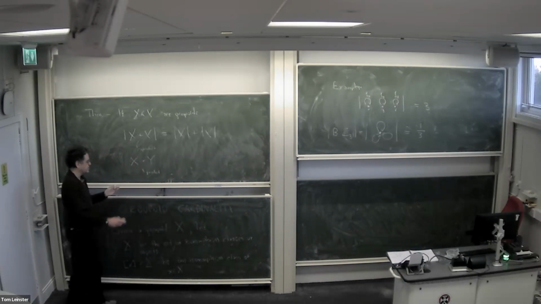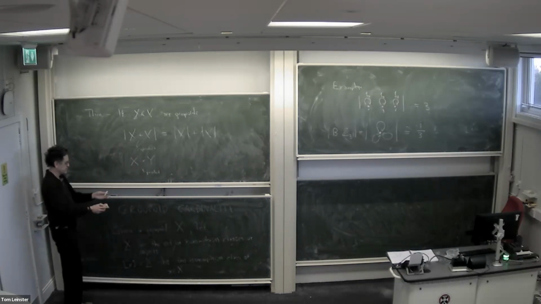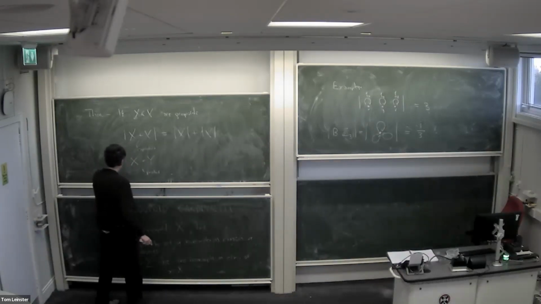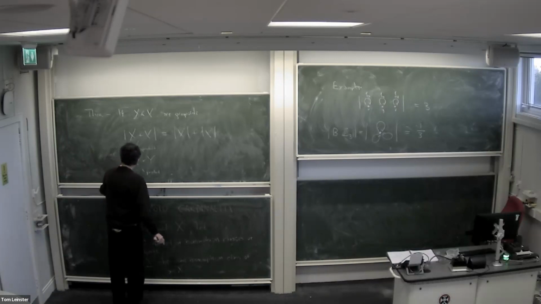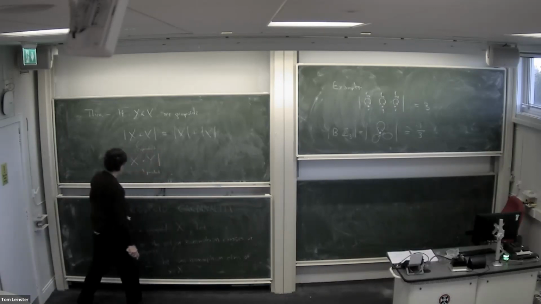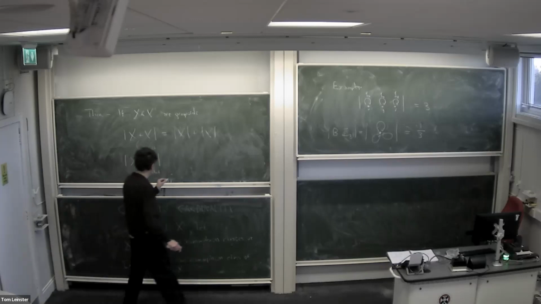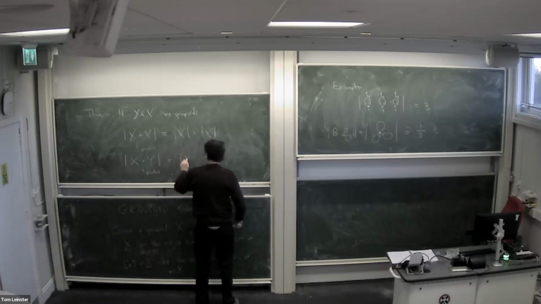And you could draw a little picture of it, but it would just look like the usual kind of rectangle thing that you draw when you draw a product of sets, but with some arrows between them. And anyway, you can easily check that the cardinality of a product is the product of the cardinalities.